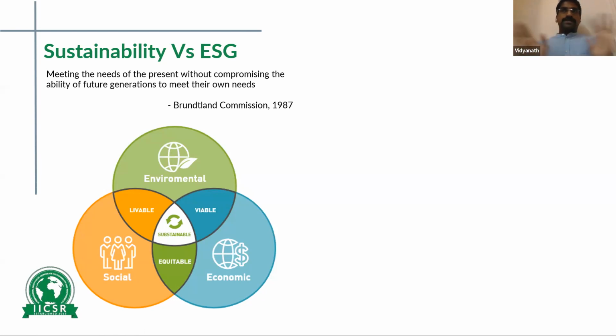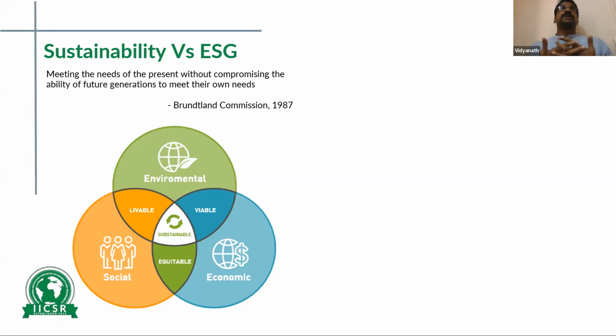So basically, you understood the concept, right? Any questions on this? No. Okay, great. So now, when we talk about the definition of sustainability, right?